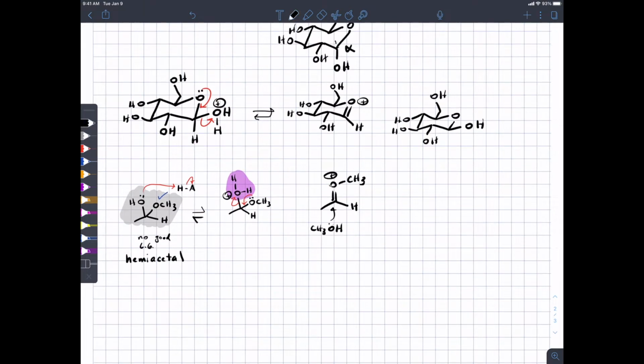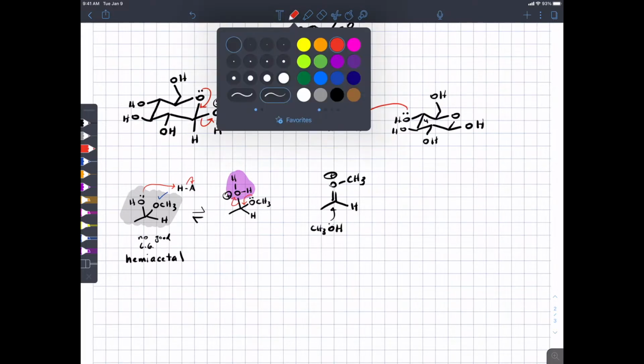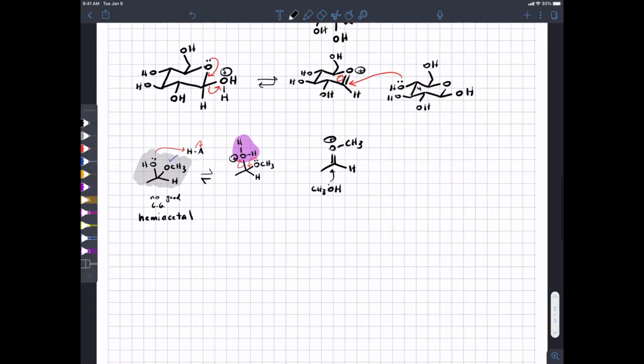What happens in biology for the carbohydrate that we want to make is this OH group on carbon 4 acts as the nucleophile, and it attacks the oxonium ion. I'm going to show it here attacking from above. It could attack from below. The enzyme is controlling the orientation of attack.